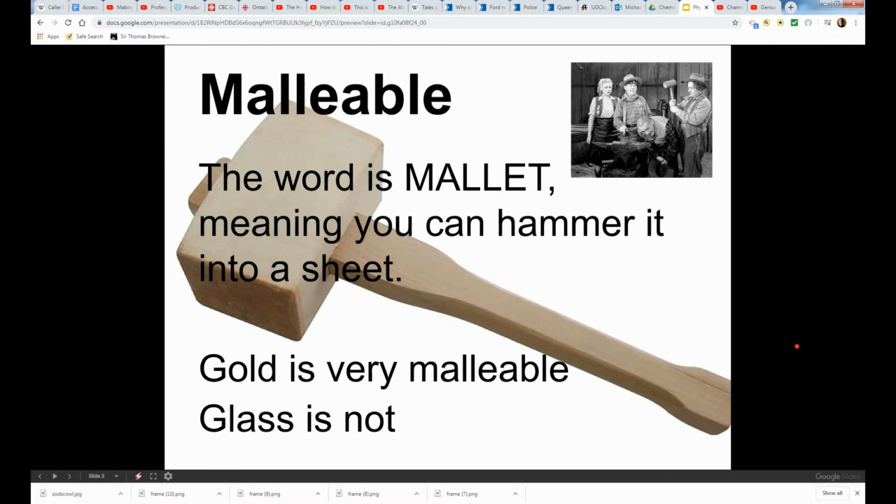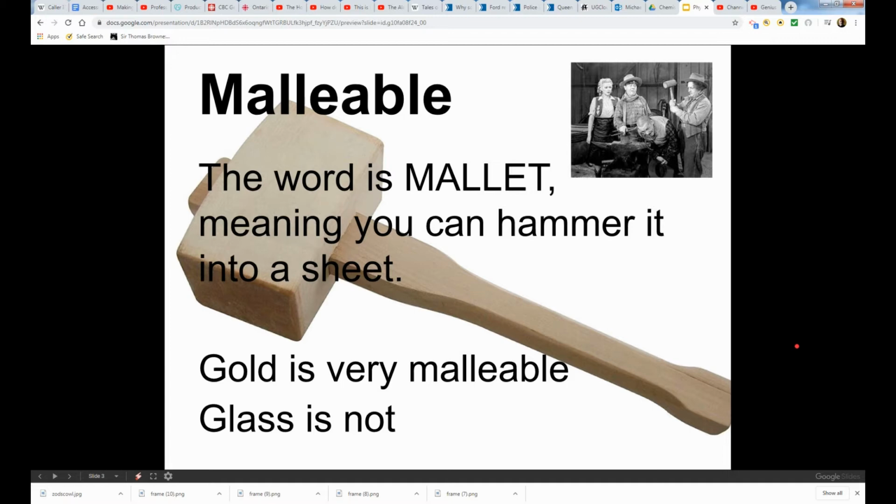Okay, malleability. It's built right in the word. Mallet, meaning you can hammer it. Doesn't mean you can turn into Thor, right? Thor is not malleable. He's quite hard, right? So malleability means you can hammer it and it doesn't get destroyed. So gold is very malleable. Glass is not. Silly putty, I would hesitate to say malleable because it's not really a solid. So generally when we say malleable, it's a solid.